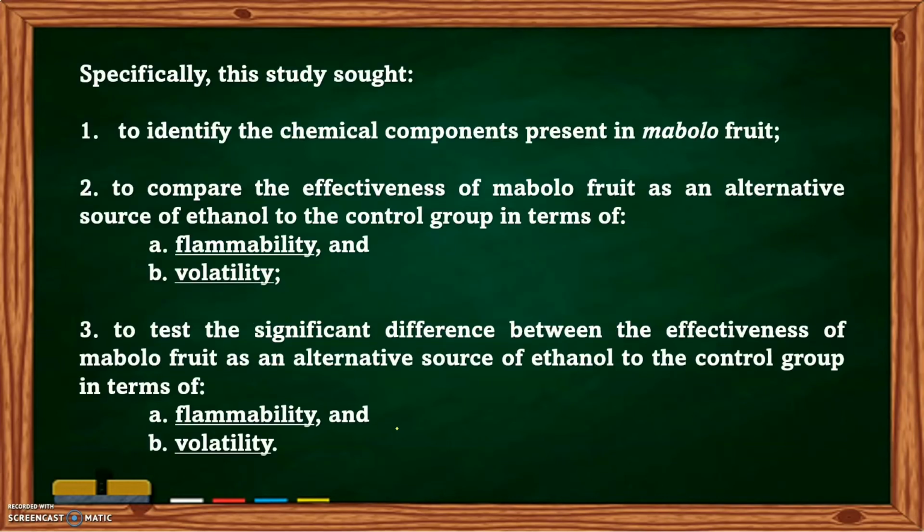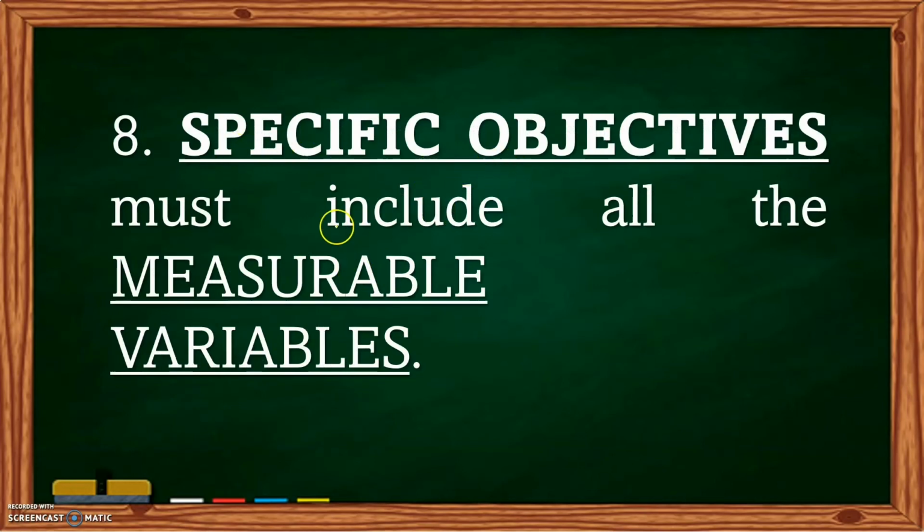Okay, now, let's see this. Specifically, this study sought to, number 1 is to identify the chemical components present in mabolo fruit. And the other one, see. So, we have seen here the flammability and the volatility. We included them. And the other one is to test the significant difference between the effectiveness of mabolo fruit as an alternative source of ethanol to the control group in terms of, of course, flammability and volatility again. Okay, so specific objectives must include all measurable variables. Again, specific objectives must include all the measurable variables.